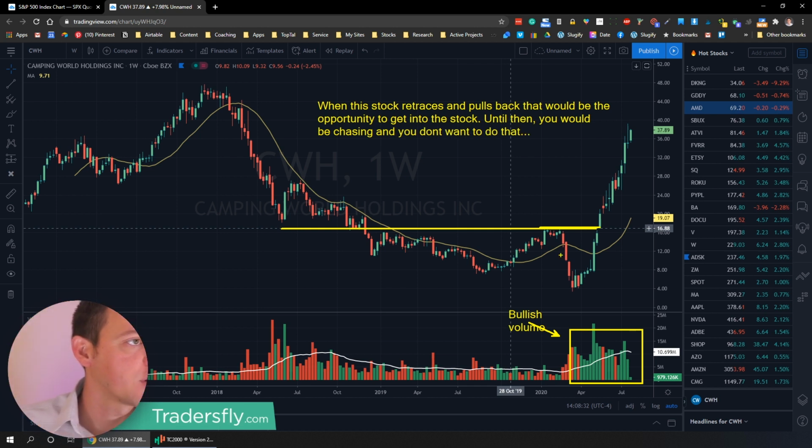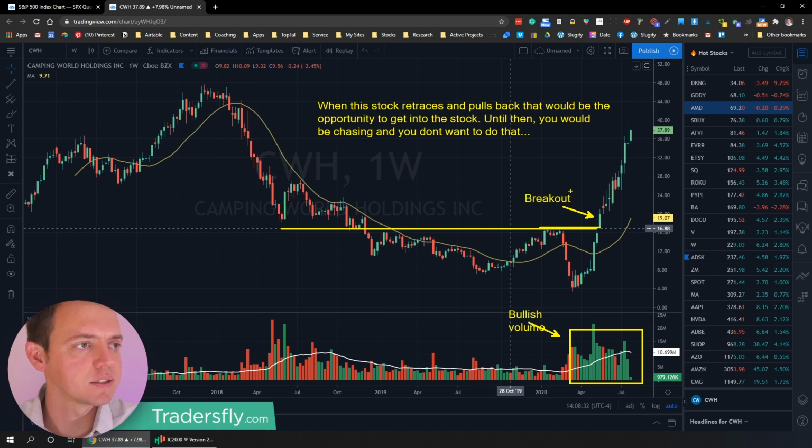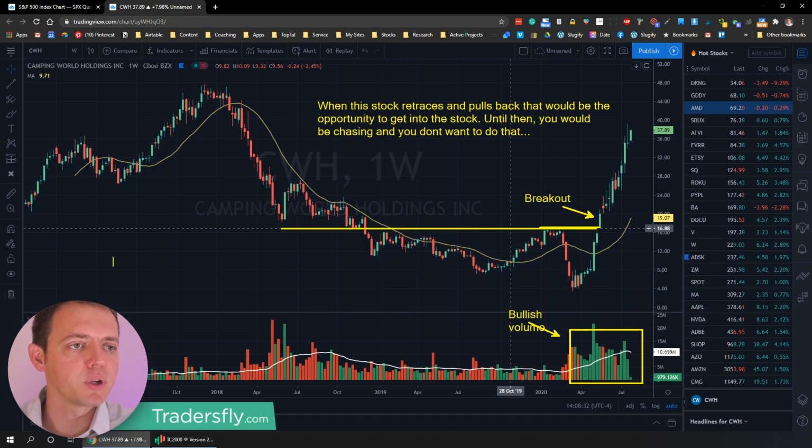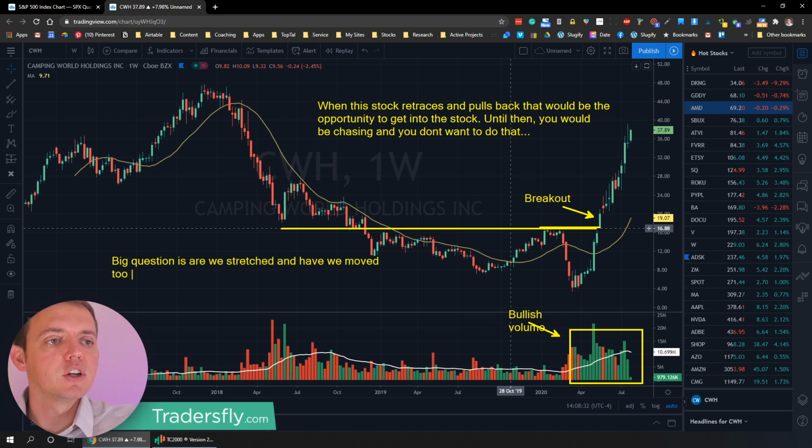So take your time. There's a nice breakout point right here, and the stock continues to do well, ramping up, looks good, bullish, but the big question is, are we stretched and have we moved too far too fast? So usually a pullback is in order when the stock moves this powerfully. It just depends what's going on underneath the surface. I would just always be cautious on things that are moving this quickly. Okay, so there you go.